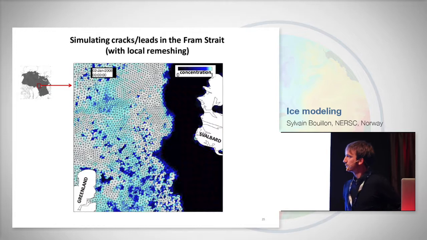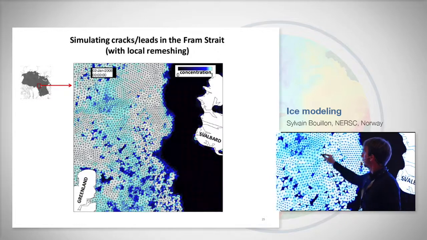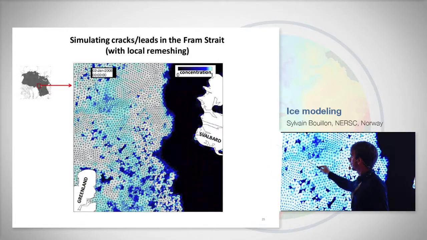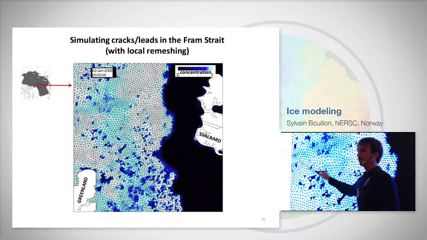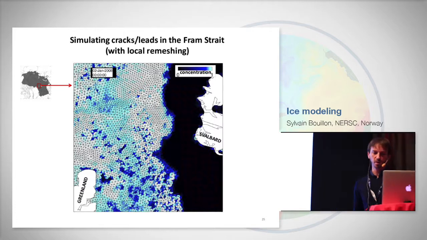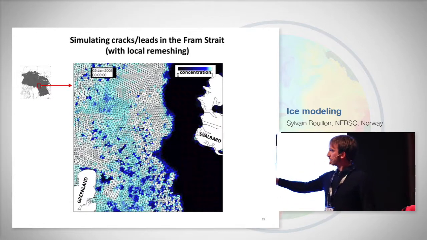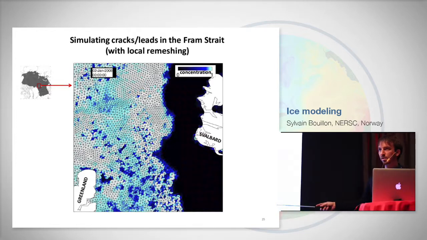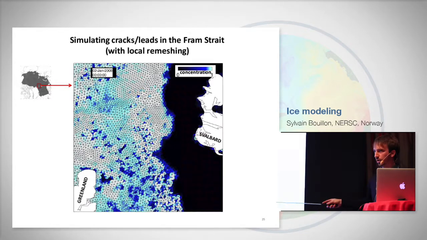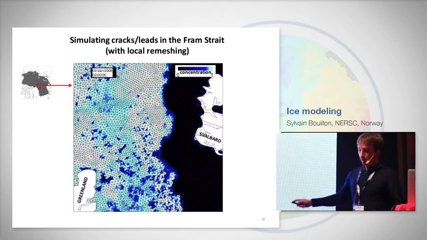Now if we look at what it gives for a realistic case, this is just a zoom over the Fram Strait, which is between Greenland and Spitsbergen. It's coming from a simulation that ran over the whole Arctic domain. I think it was at 7 kilometer resolution. And this is the mesh, so you see all the triangles. The background field is the concentration. So there is no ice here, but there are still triangles, but you can't see them. So the model is still continuous.